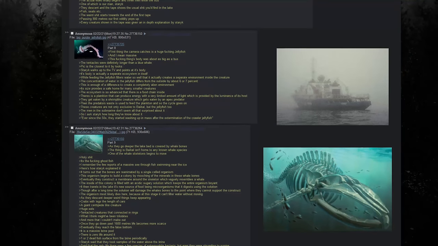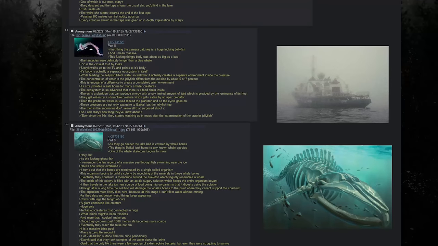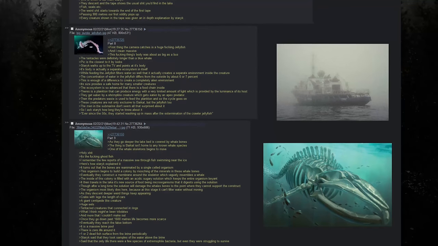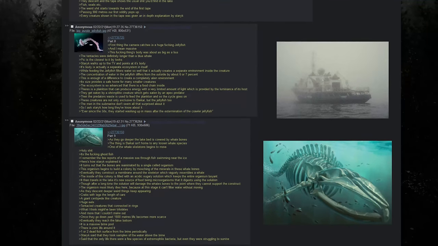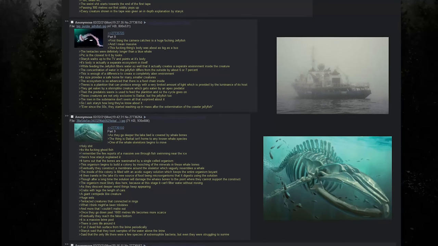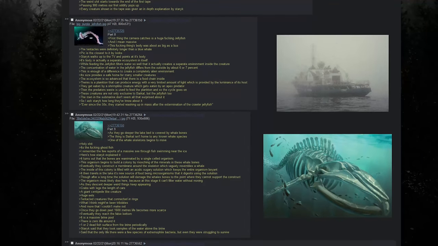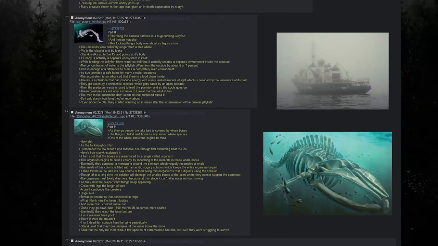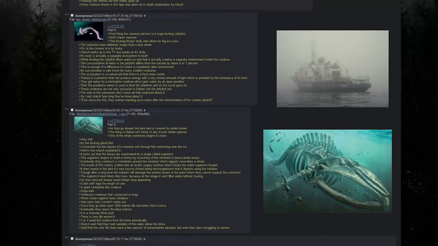These creatures are not only exclusive to Baikal, but the jellyfish too. The men in the submarine don't seem all that surprised about it. So, I ask Styx how long they've known about it. Ever since the 50s. They started washing up in mass after the extermination of the crawler jellyfish.